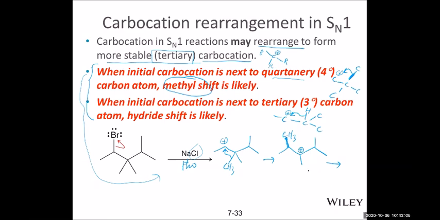So there's a chloride with lone pairs and a negative charge, which forms a bond with the carbocation. And then the final product. The final product is kind of crowded, but these two, the alkyl part, have no change. But now we have chlorine attached to the main chain. So this is the final product.